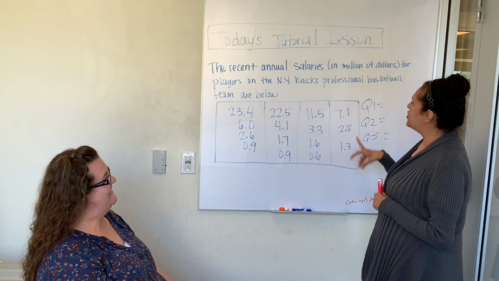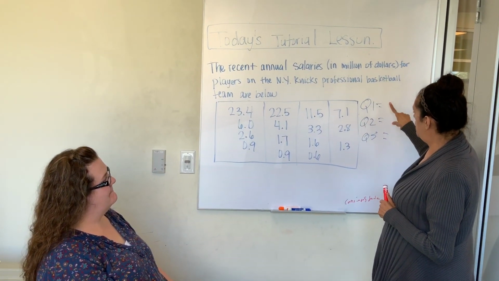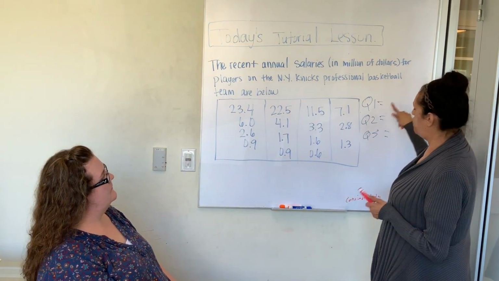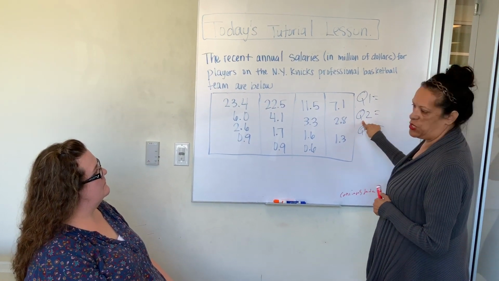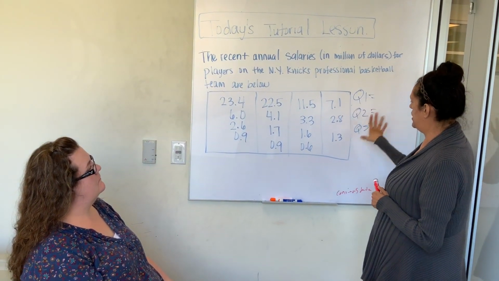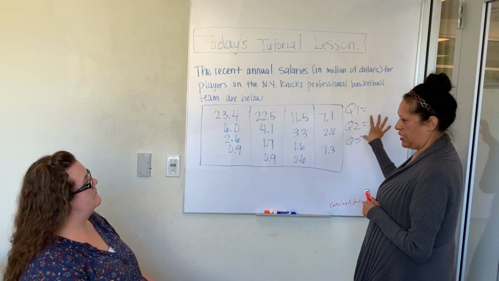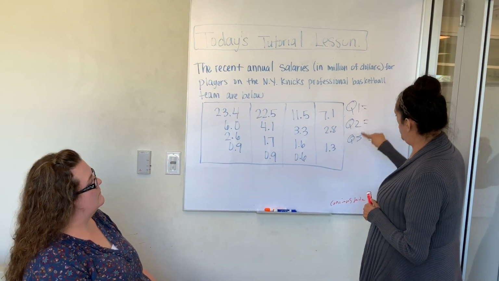How's it going? Good, good. So today I'm going to show you how to find our quartiles. As we know, it's 1 through 3. Q2 will always be your median. So whenever you see it, it doesn't matter, 2 will always be your median. So we're going to do 1, 2, and 3.